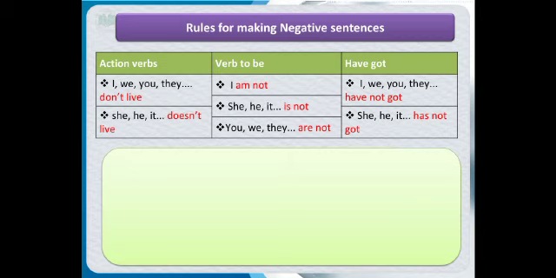And in verb to be, we are using I am not, and he, she, it isn't, and you can use they aren't. Same way you can use haven't got or hasn't got. So you can use the short forms as well.